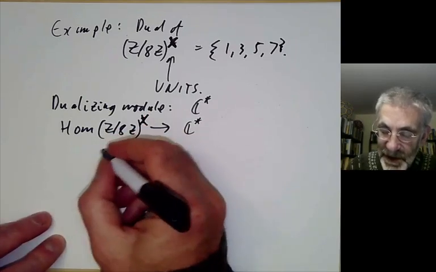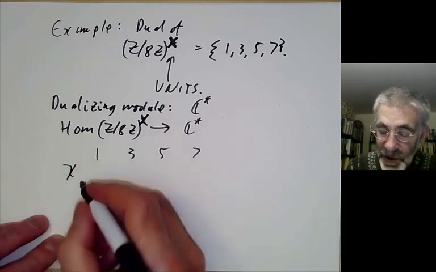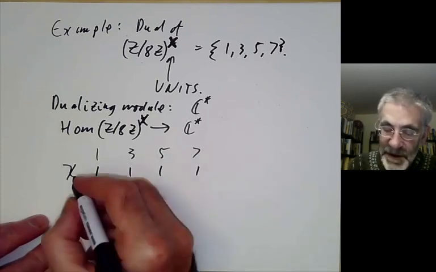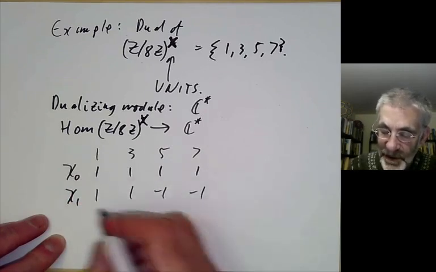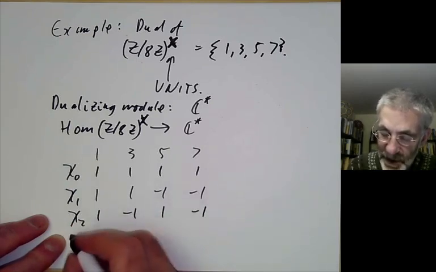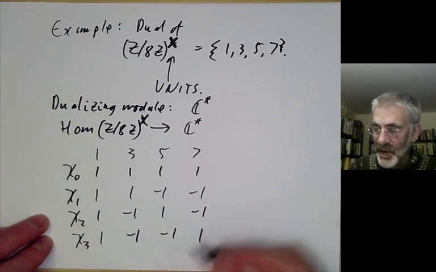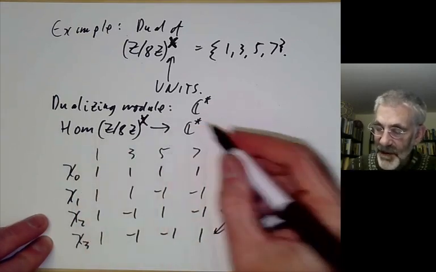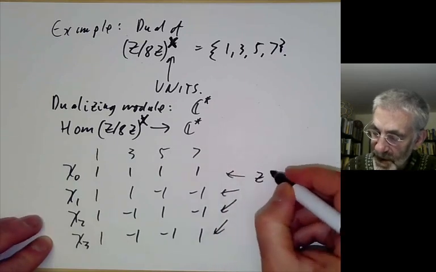So here are the elements of Z over 8Z star, and it is traditional to use the Greek letter chi for these. One obvious homomorphism just takes everything to 1. Or we could take these 2 elements to 1 and these 2 to minus 1, or these 2 to 1 and these 2 to minus 1, or these 2 to 1 and these 2 to minus 1. So these are the 4 elements of the dual of Z over 8Z.